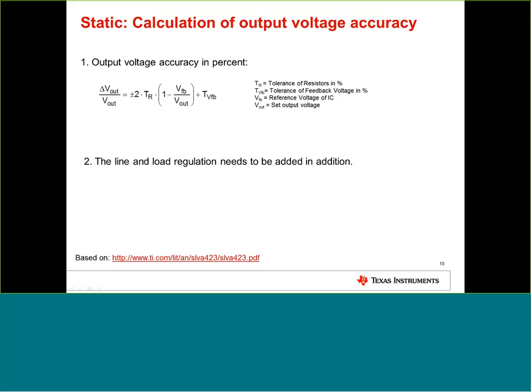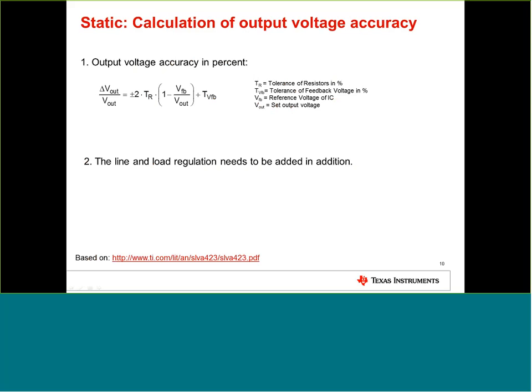If we want to calculate it, we have here a simplified equation. This equation gives the maximum output voltage accuracy in percent. So what do we have here? We have TR, I call it TR. This is the tolerance of the resistors in percent. We have the feedback voltage. This information can be found in the data sheet.